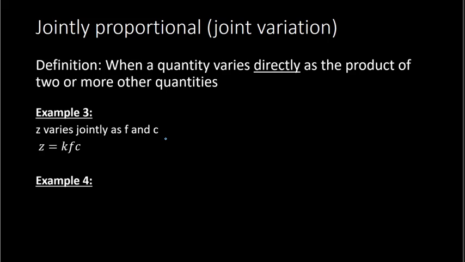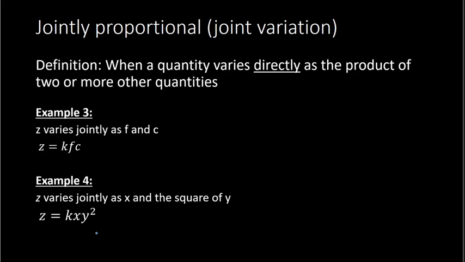So multiply by both f and c instead of just the one letter like we did before. Example 4, if we said z varies jointly as x and the square of y. So again, we can write this as z equals k times something, and it's going to be k times x and times y squared, the square of y. So my equation would look like this.